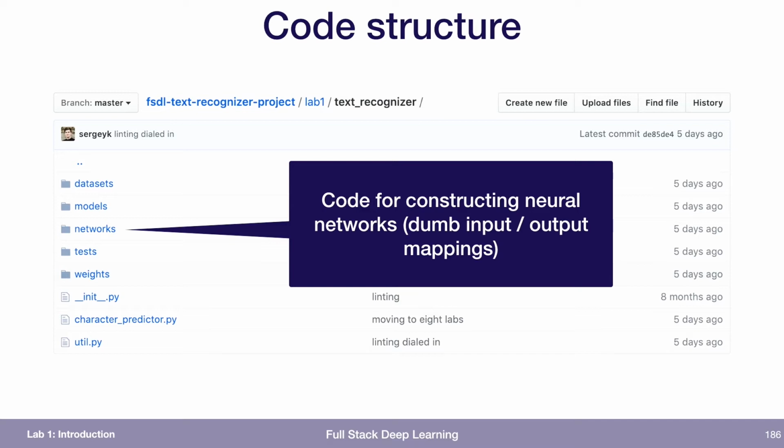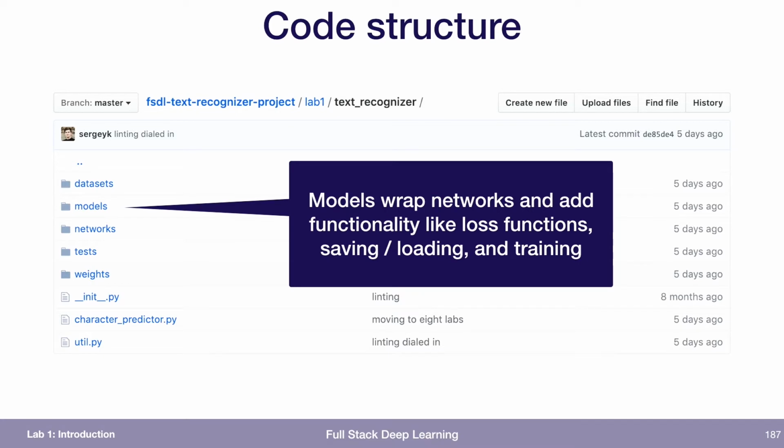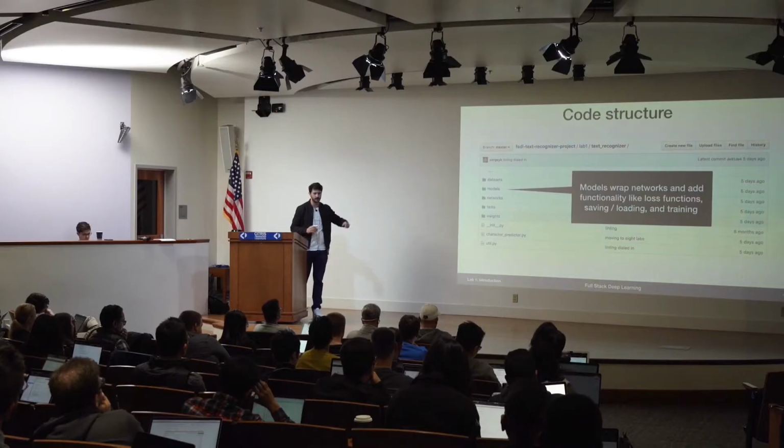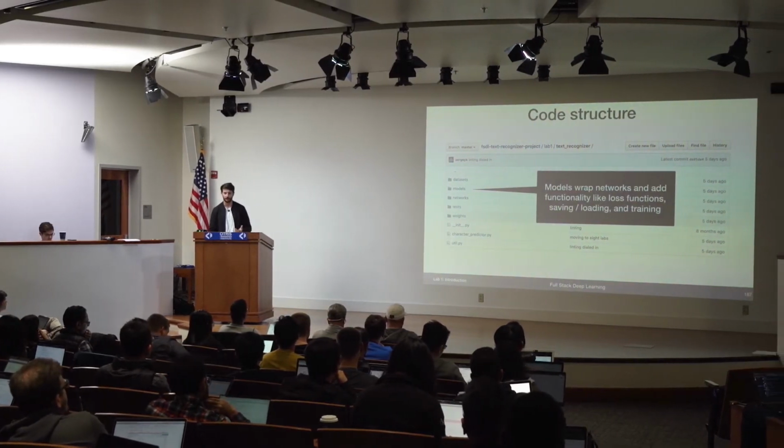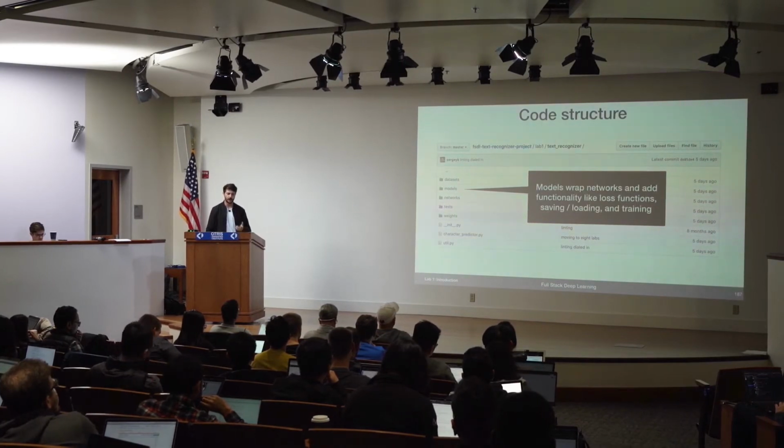You'll notice that there's also a models folder. The distinction between networks and models in this way of thinking is that models are a wrapper that lives around a network and adds all of the functionality like loss functions, saving and loading, training, and creating human interpretable predictions, which lives on top of your neural net and actually makes it useful. The reason we have this distinction is because it can save a lot of code duplication. If you want to try a different neural network architecture, you can just create a different architecture within networks, and then hopefully most of your model code will be reusable.